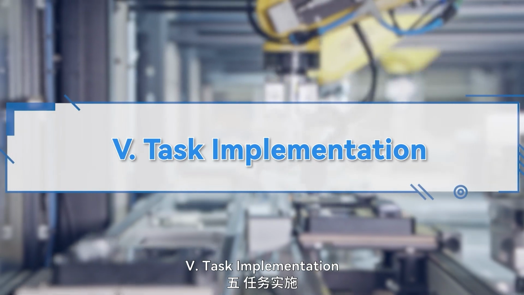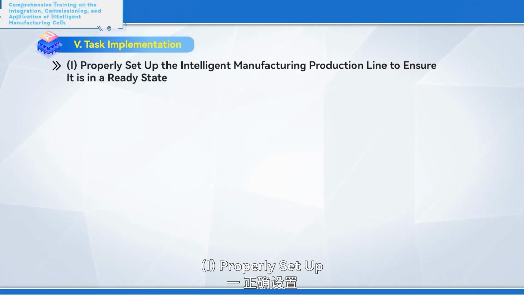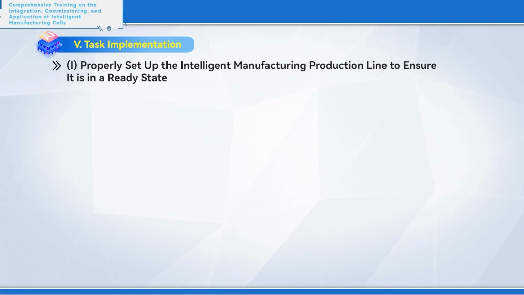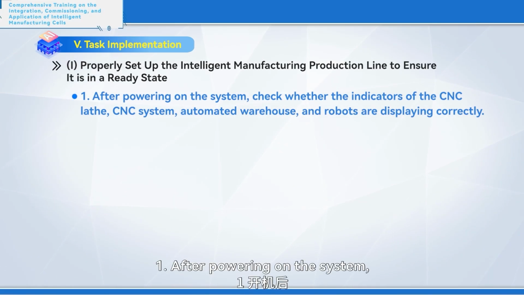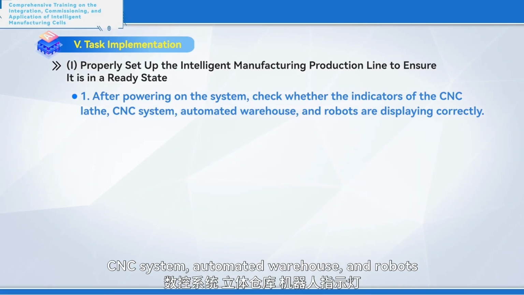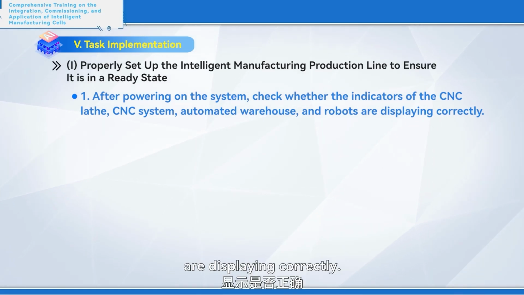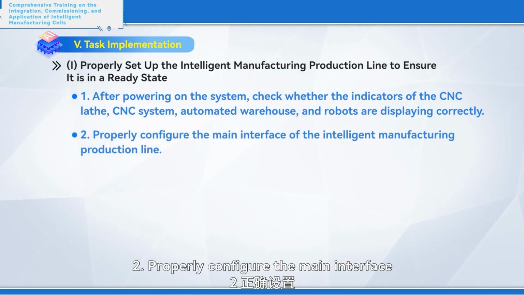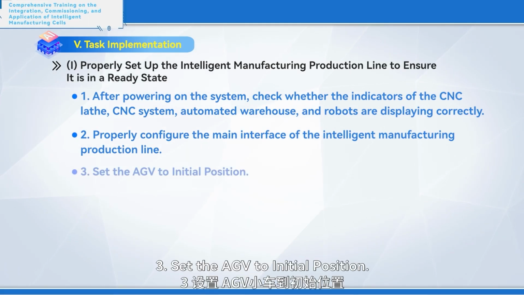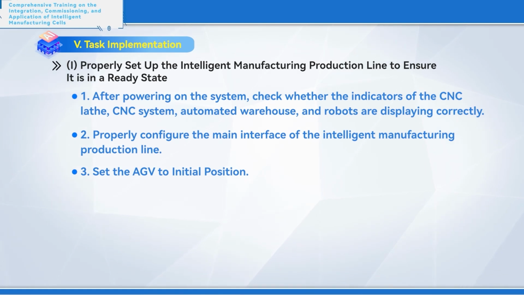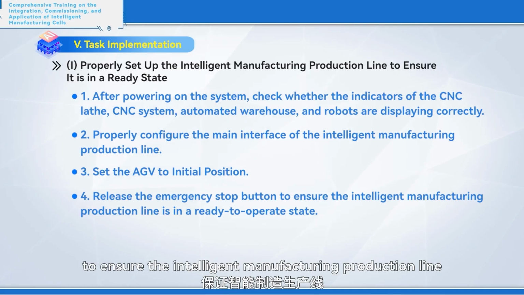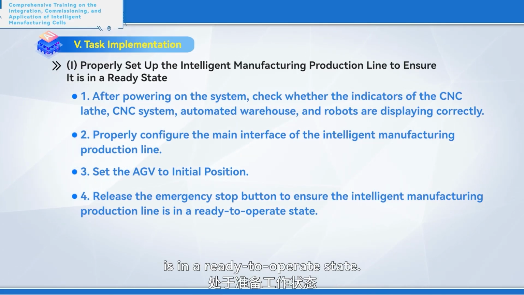5. Task implementation. 1. Properly set up the intelligent manufacturing production line to ensure it is in a ready state. 1. After powering on the system, check whether the indicators of the CNC lathe, CNC system, automated warehouse, and robots are displaying correctly. 2. Properly configure the main interface of the intelligent manufacturing production line. 3. Set the AGV to initial position. 4. Release the emergency stop button to ensure the intelligent manufacturing production line is in a ready-to-operate state.